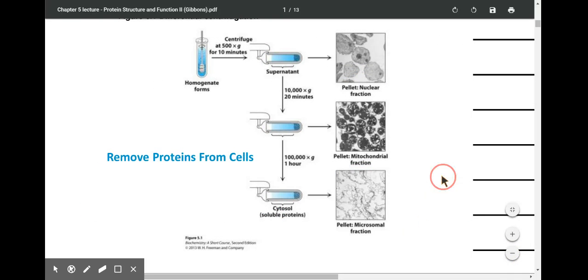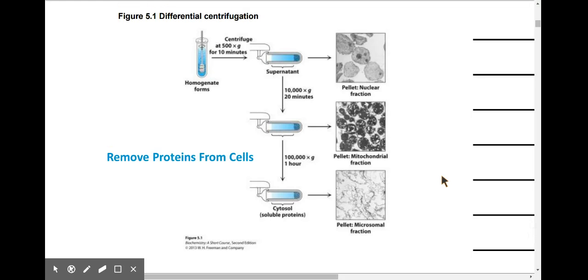You can put it into a blender, the kind that you use in your kitchen. And we're going to put in a buffer. And that buffer will prevent the protease enzymes from chewing up our proteins. The buffer is also going to be somewhat hypertonic, so it's going to lyse the cells and release everything that's inside of the cell. And then we're going to centrifuge at around 500 Gs for 10 minutes. We're going to pellet what's called the nuclear fraction. Those are the heavy nuclear components.